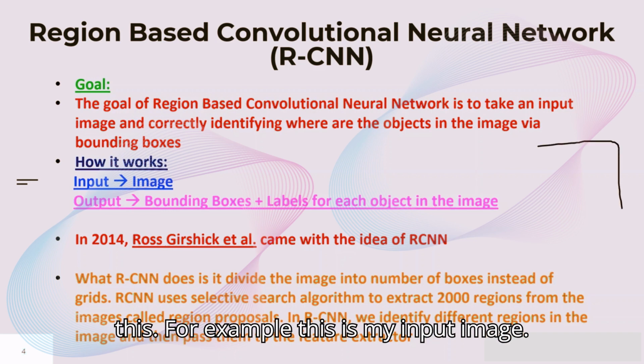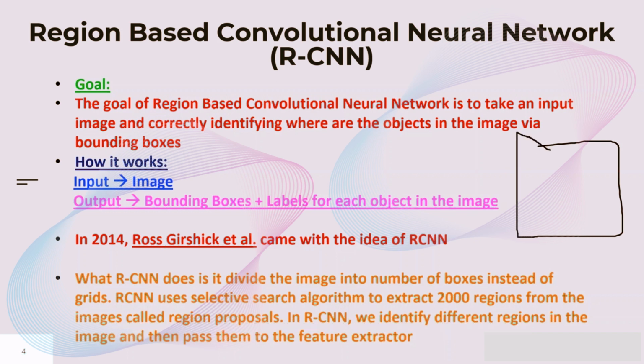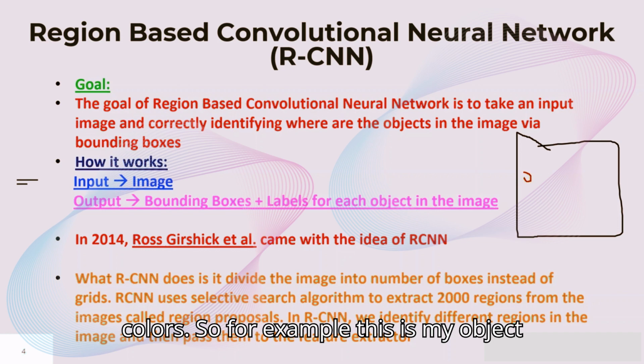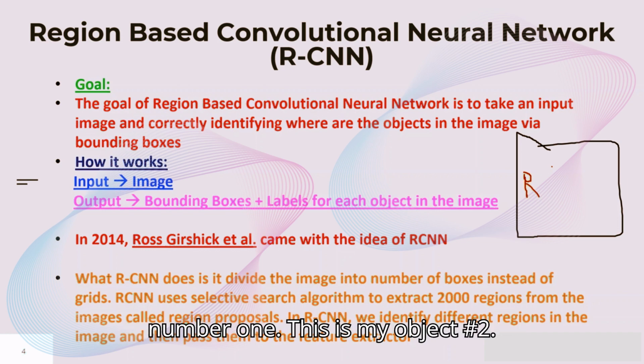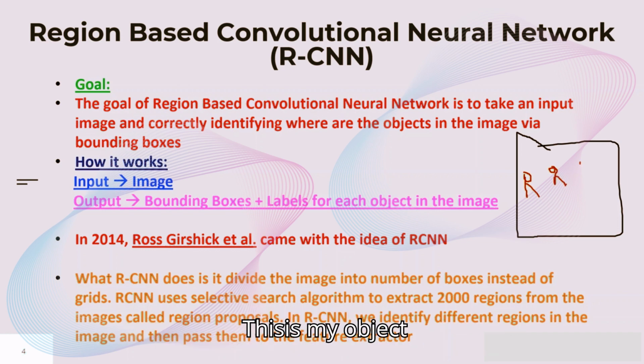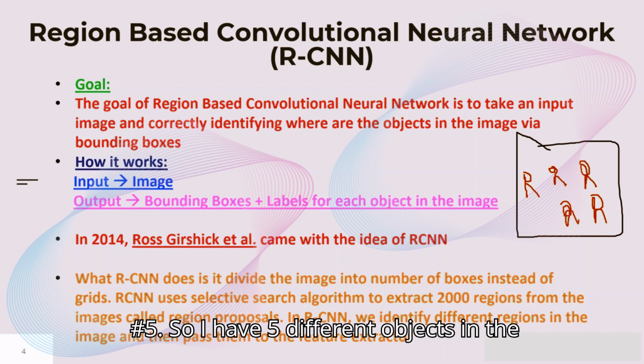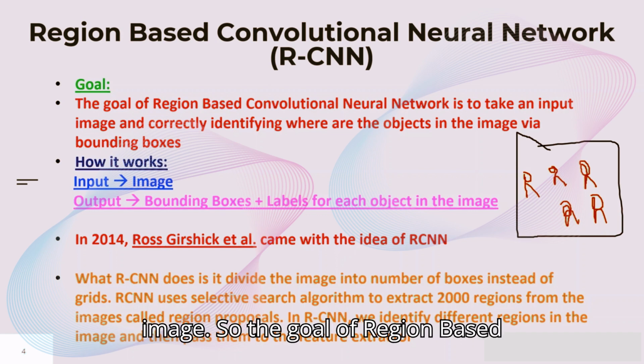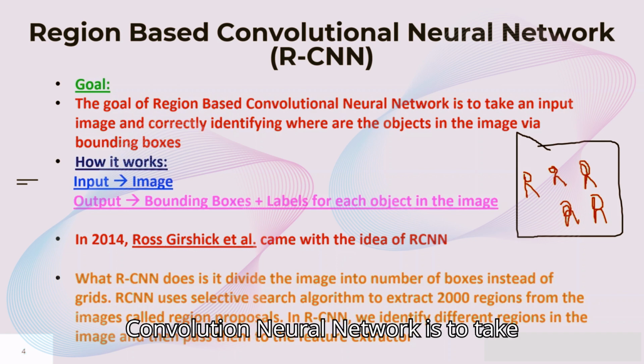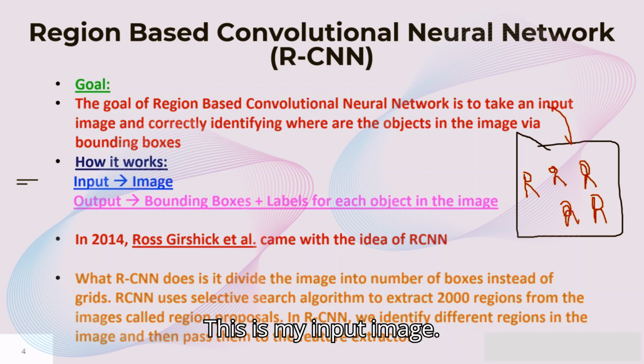For example, this is my input image. Let me change colors. For example, this is my object number 1, this is my object number 2, this is my object number 3, this is my object number 4, and this is my object number 5. So I have 5 different objects in the image. The goal of the region-based convolutional neural network is to take this input image.